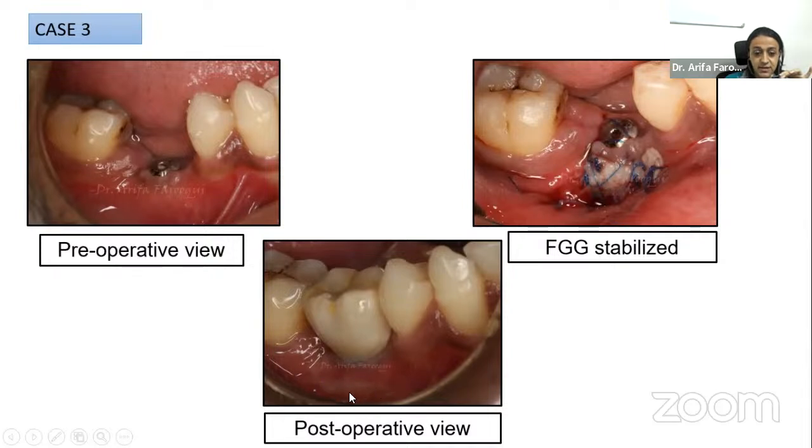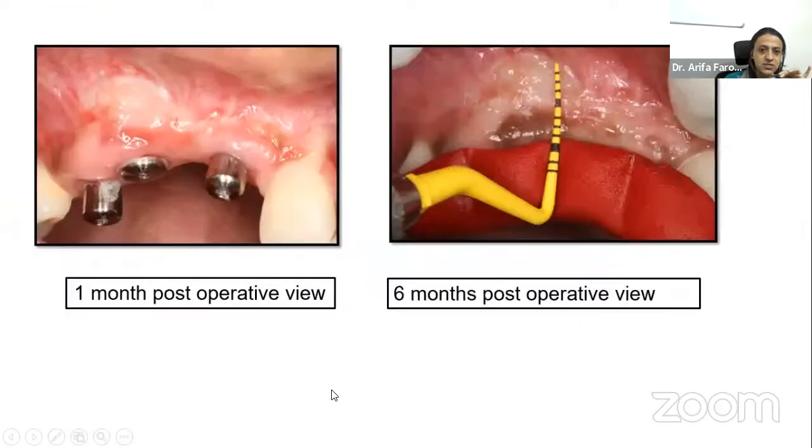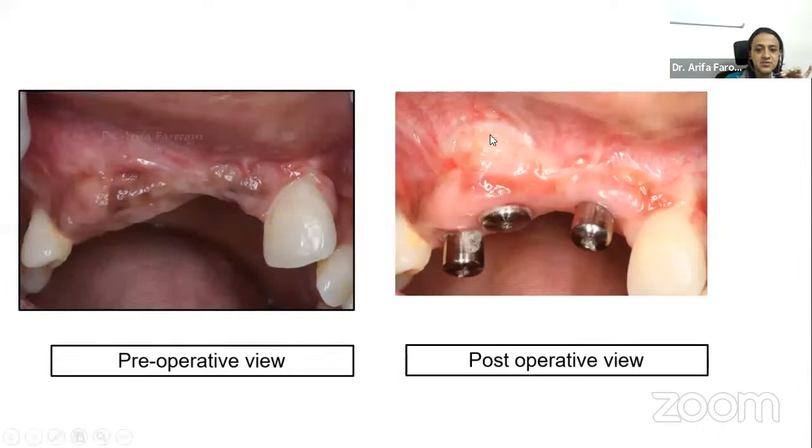You can appreciate, as I said, that there is a keloid or patch-like appearance, so you can appreciate this poor aesthetic, which was not visible in the case where we used the xenogenic collagen matrix. Here it is well merged with the adjacent tissues.